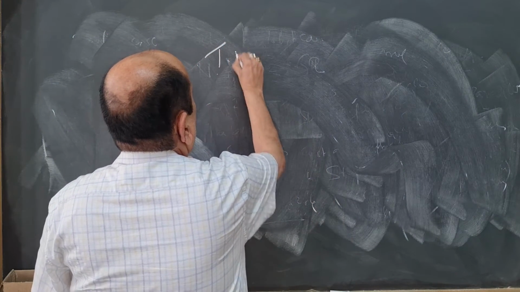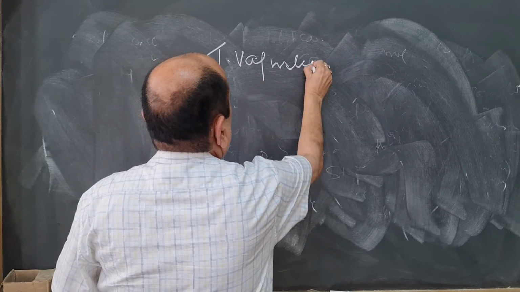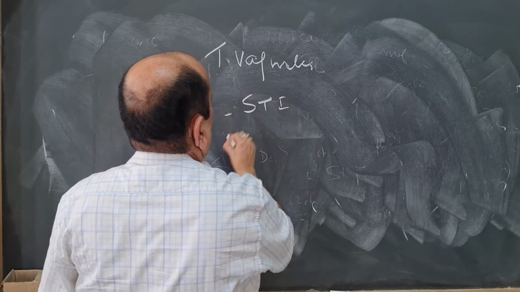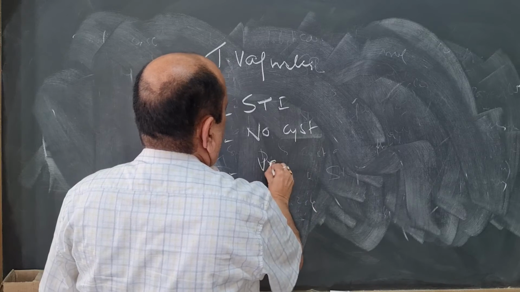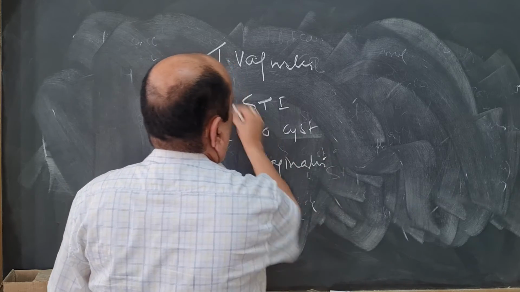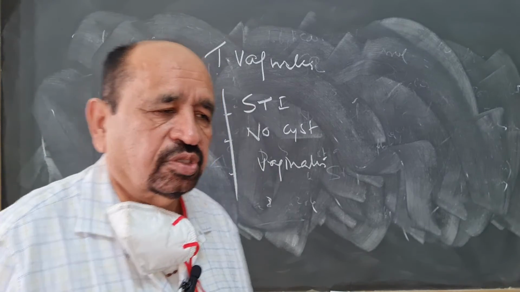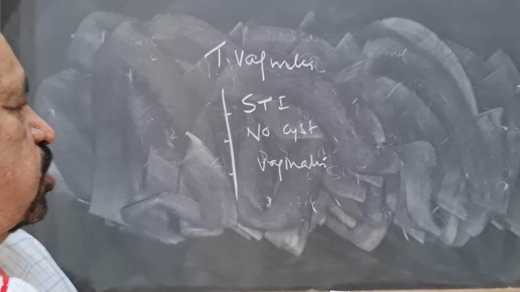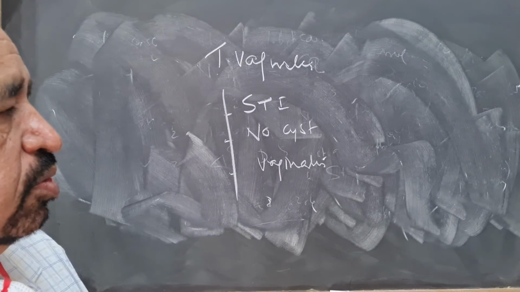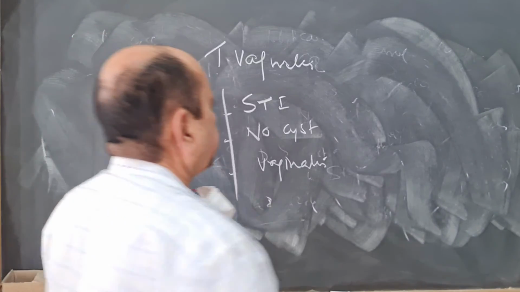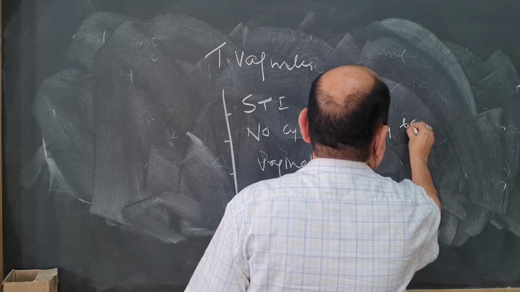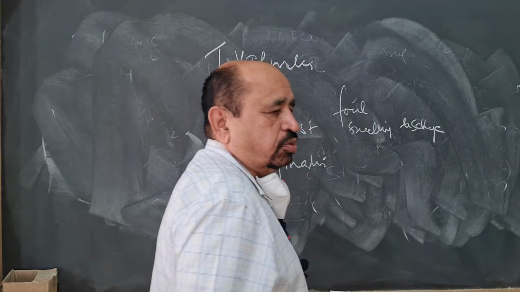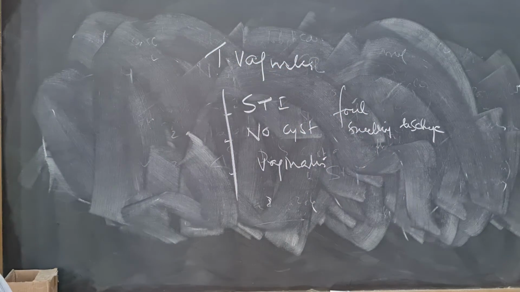So, Trichomonas vaginalis: sexually transmitted infection, no cyst, it causes vaginitis. Okay, these three or four points you should remember. Sexually transmitted parasitic infection, it causes vaginitis, gives rise to foul-smelling discharge, and the pH of the vagina will be more than 4.5. Okay, written down?